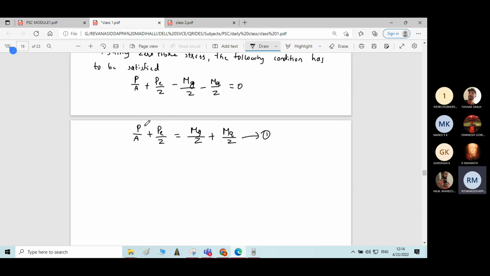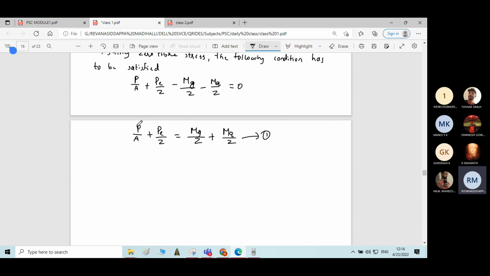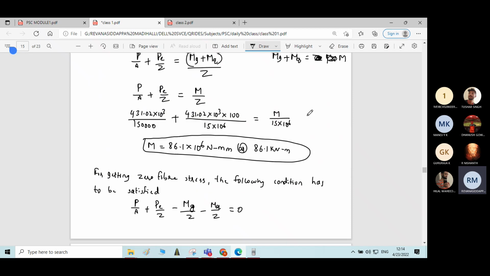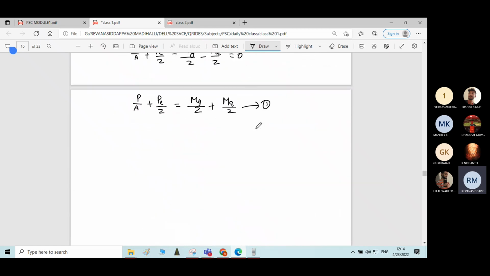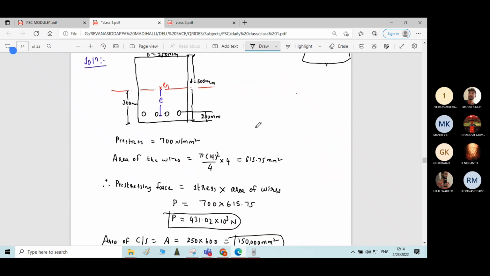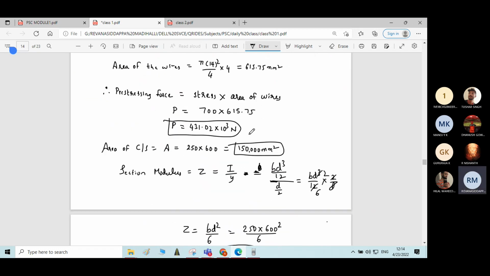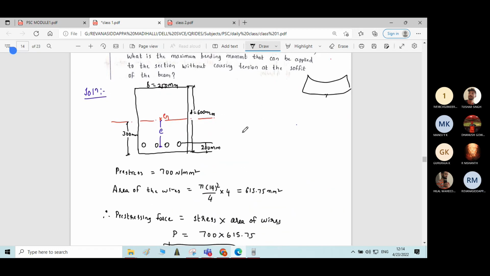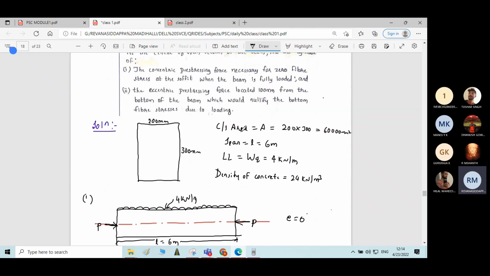Now we need to calculate the pre-stressing force. P is the unknown factor here. The area of cross section we have already calculated. How much is it? Area of cross section is 150,000. Sorry, here. I should have written it here.